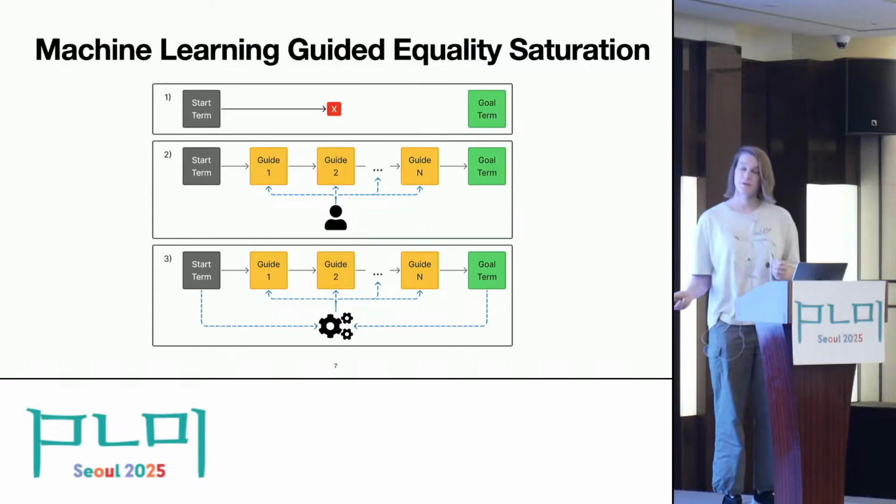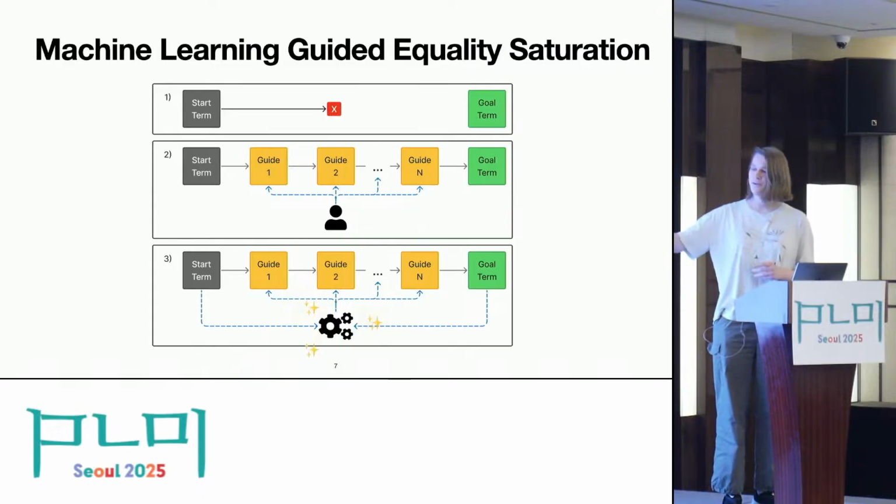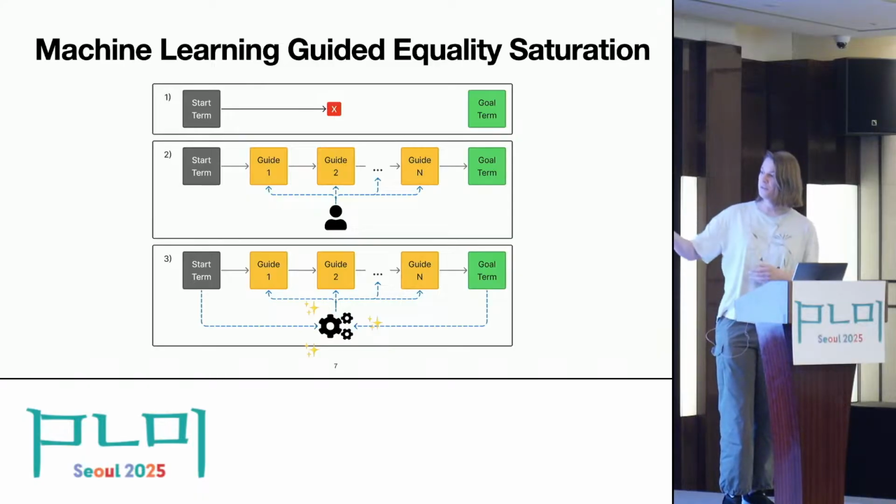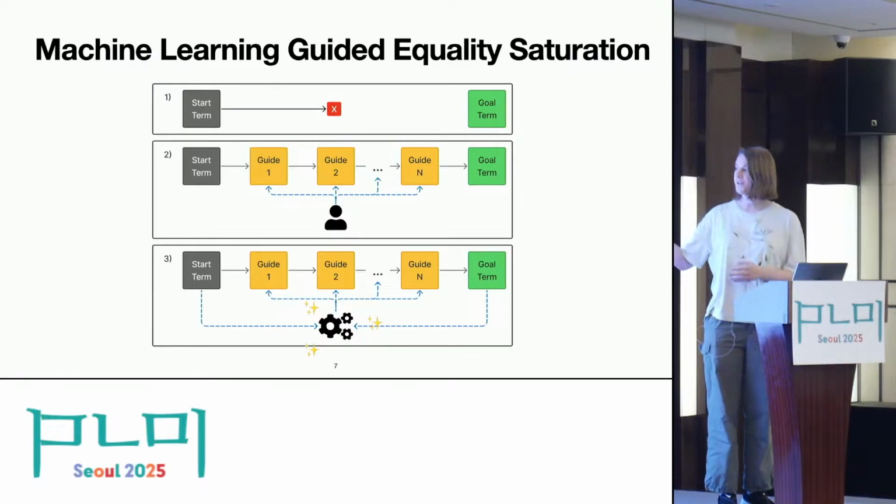it with a machine. So yeah, I've heard you have to have sparkles nowadays for this. So yeah, we replace the human with a machine learning model that generates, based on the start and goal term, these guides instead of the human.